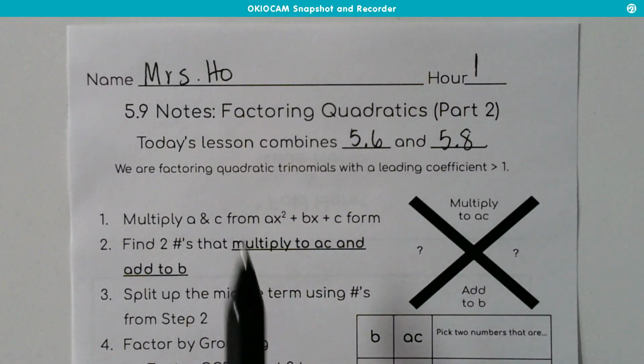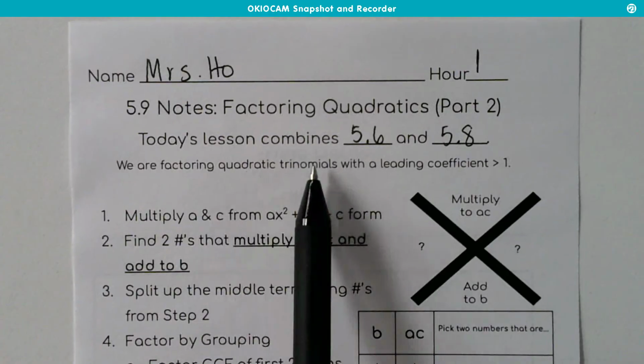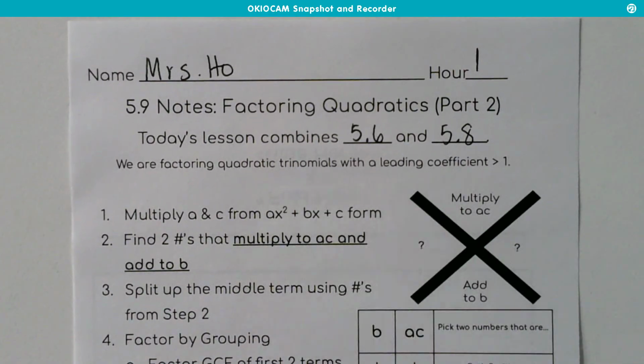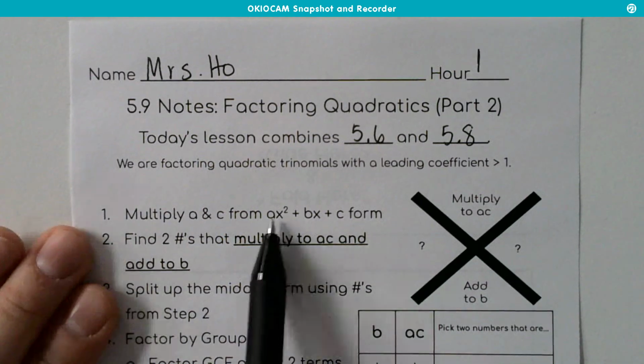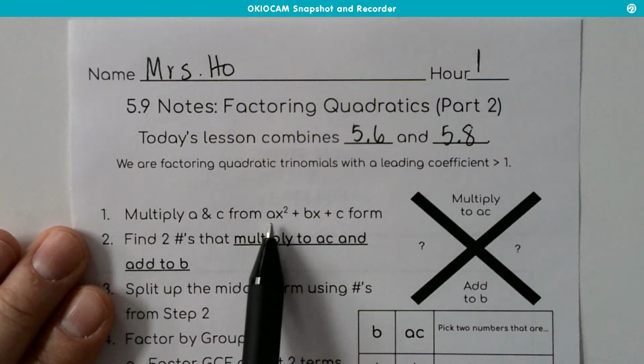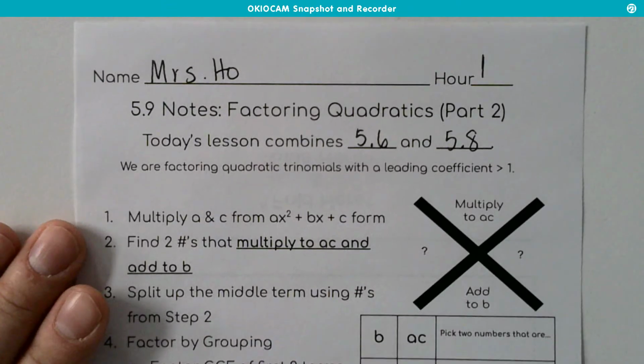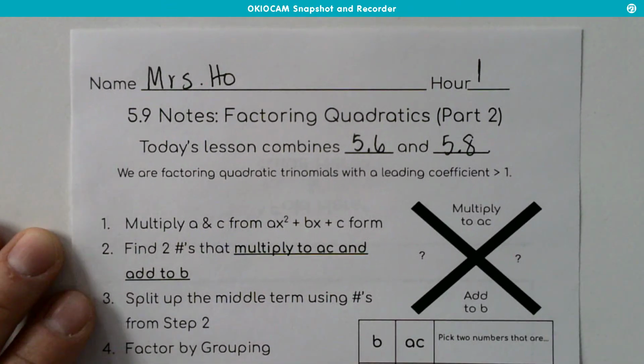We are factoring quadratic trinomials. Quadratic means degree of 2. Trinomials means 3 terms that have a leading coefficient greater than 1 today. So that means they're going to have a number in front of x squared. If you look right here, ax squared plus bx plus c. That's what's new about today, there's that number in front of x squared. So we've got additional things we have to do for that.